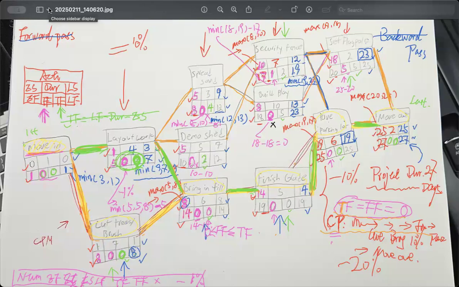Wouldn't it be 7? Seven critical activities. Sorry, 7 critical paths. That would be only 2 critical paths in this diagram if we change this one to 0. That is because you have a critical path that comes from move in, layout, to the bring in fill and the finish grade and the paving, and then go to here. And also you have another critical path, which is move in, cut, and bring in fill, going here.